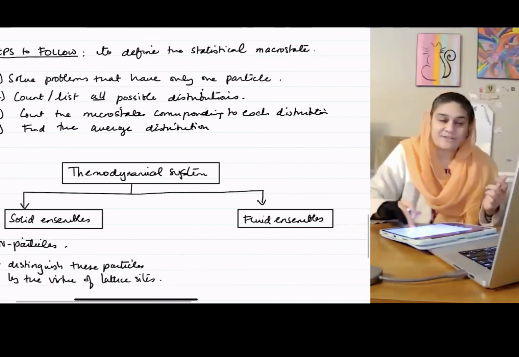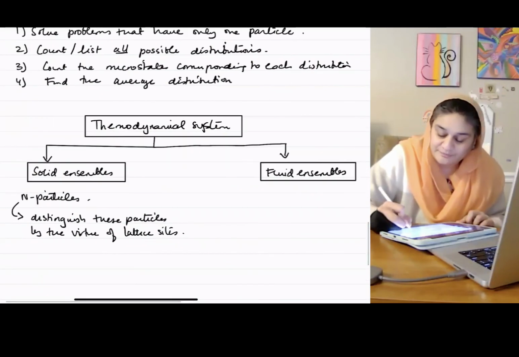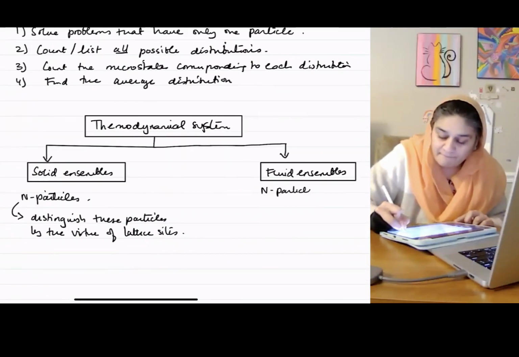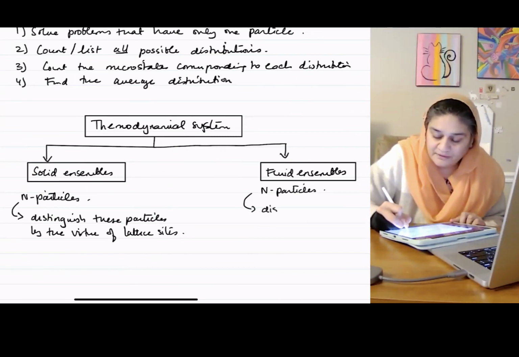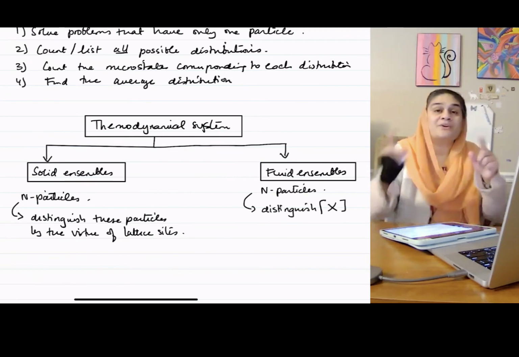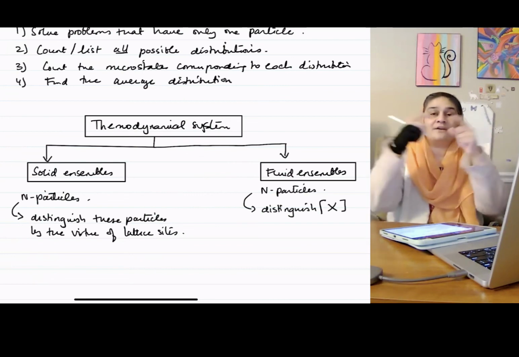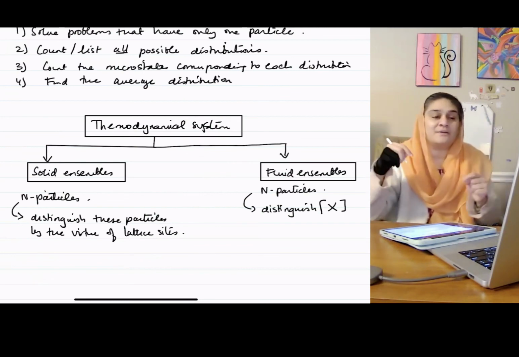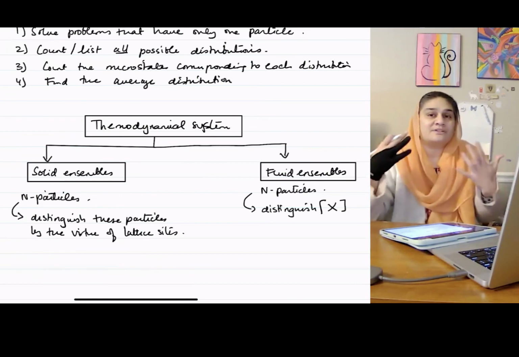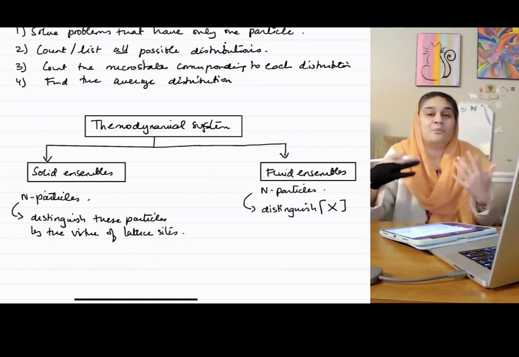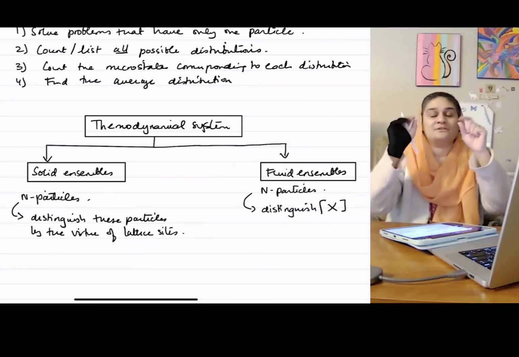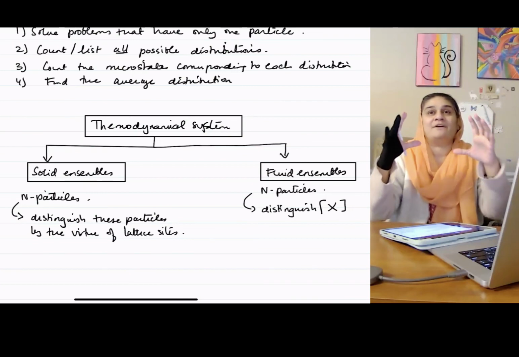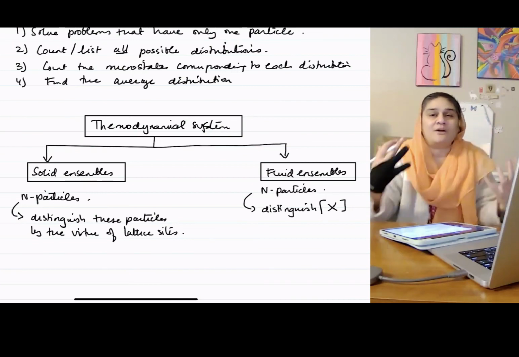For fluids of n particles, we cannot distinguish them. Why? Because they're constantly moving around, right? And they're interacting with each other, hitting each other, colliding with each other. So it's very hard to figure out what the fluid ensembles are doing. Like if a gas molecule, just 1 mole of gas will have enough particles that you can't keep track of it. So how do we simplify the system?